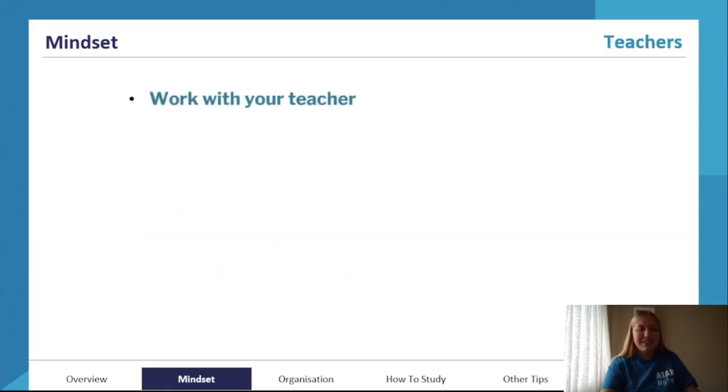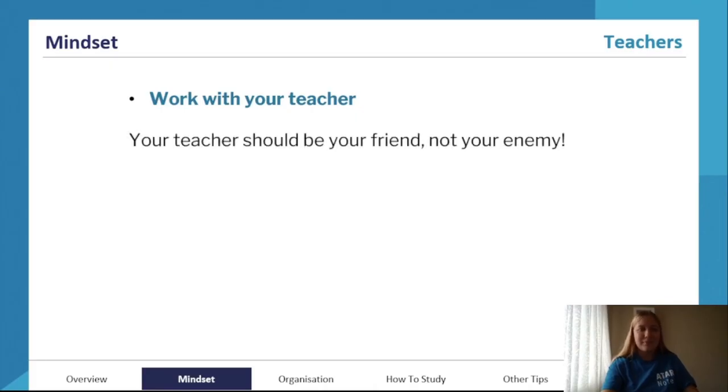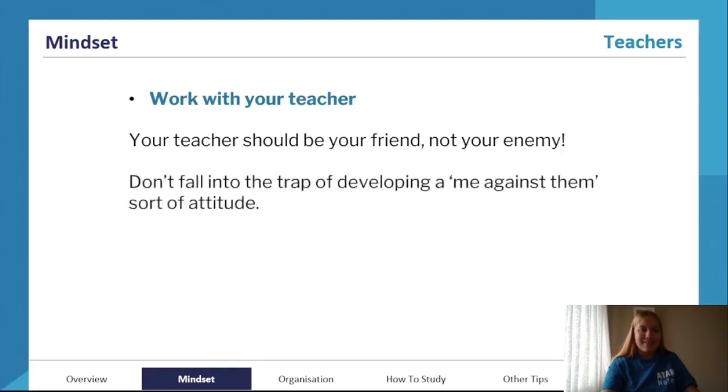So about teachers, we really need to work with our teachers. They should be viewed as our friends and not our enemies. A lot of students fall into the trap of developing this me against them attitude, and blaming teachers for not teaching the way that they want, or not getting the results that they would like. They will say things like, this is because this teacher is strict and they mark like this, and not because of my own work that I've put in. Which really, we should practice accountability, holding ourselves accountable for every single thing that happens.